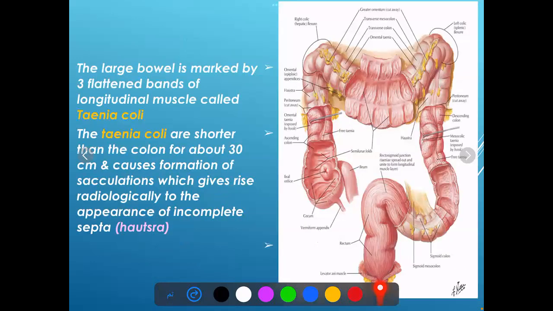The large bowel is marked by 3 flattened bands of longitudinal muscle called the taenia coli. The taenia coli are shorter than the colon by about 30 cm and cause formation of sacculations, which give rise radiologically to the appearance of incomplete septa, the haustra. As we see here, the haustra is prominent in the ascending and transverse colon and tend to disappear distally.